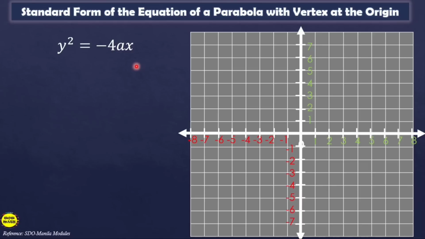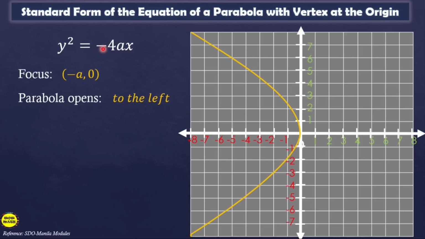Nabanggit ko na kanina, kapag ganito, yung x ay hindi naka-raise sa 2, ibig sabihin, mag-o-open siya towards x-axis. Since yung sign natin dito negative, ang graph natin opens to the left. And then, yung focus natin, negative a, then 0. Sundan lang natin to directrix, x is equal to a. And then the axis of symmetry, since opens to the left, horizontal, so y is equal to 0.